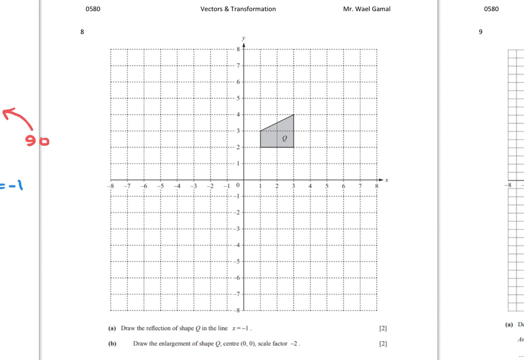This is the mirror line, x equal -1. Now, after you draw the mirror line, you can find the image by reflection. For this point, 2 to the right from the mirror line, so its image is 2 to the left. Same, this point, 4 to the right, so its image 4 to the left. This one, 4, so 4 on the other side.